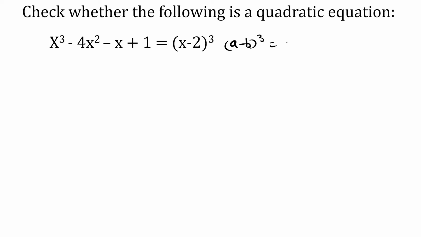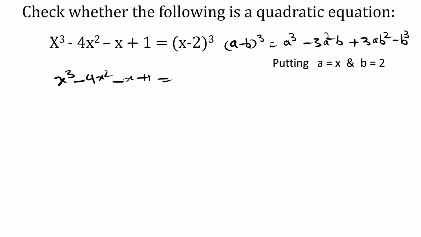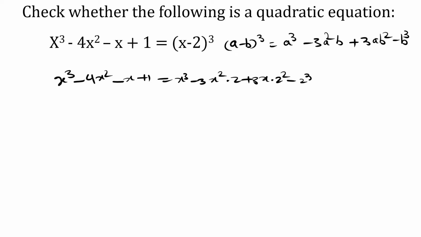In this equation, as usual, we will expand (x - 2)³ using the identity (a - b)³ = a³ - 3a²b + 3ab² - b³. Here a is x and b is 2, so substituting we get x³ - 3x²·2 + 3x·2² - 2³. Simplifying, we get x³ - 6x² + 12x - 8.